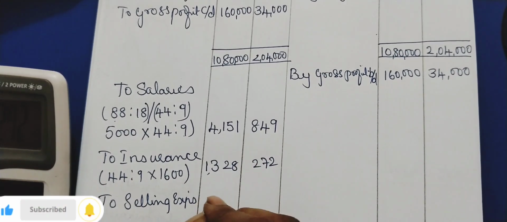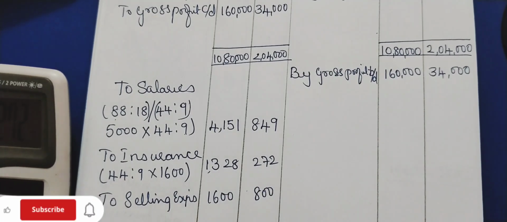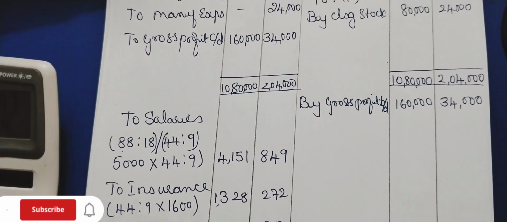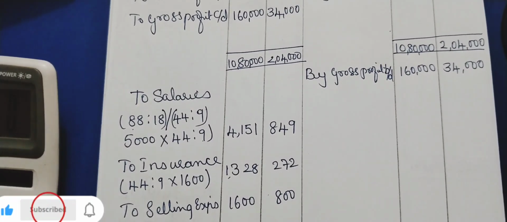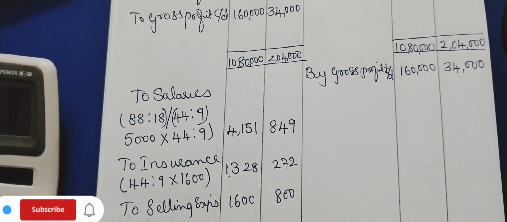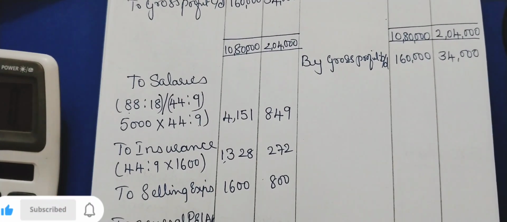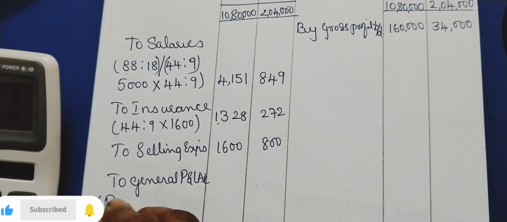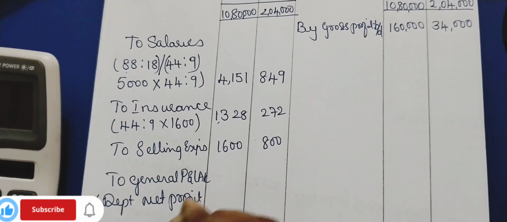Selling expenses is directly given, that is 1600 and 800. Right? Any other items? Salary, selling expenses, insurance. Now let us calculate the profit for the general profit and loss account. Here you need to write to general profit and loss account because this net profit we are transferring to general profit and loss account. That is department net profit transferred.